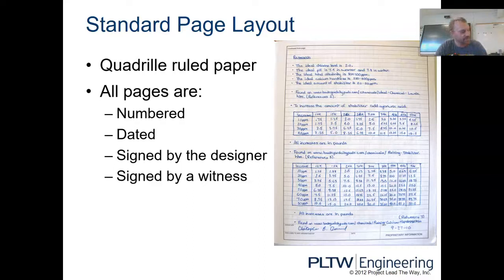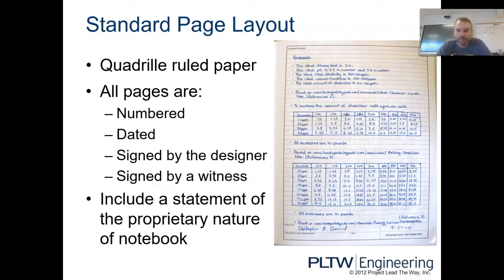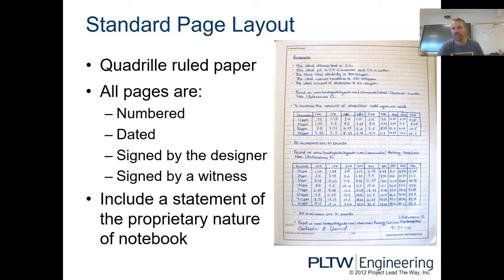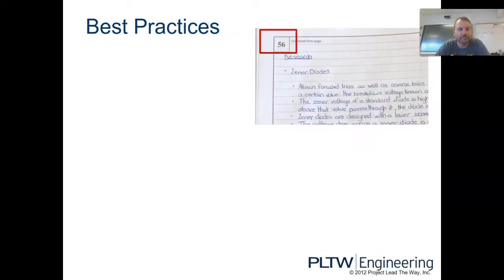Dated, signed by the designer, signed by witnesses. It has all of this on the bottom of yours. And a statement saying that it is copyrighted. It's proprietary. Maybe you've heard of industrial espionage, specifically China. We do this also, but it means stealing our ideas and taking them back to be manufactured cheaper in China.